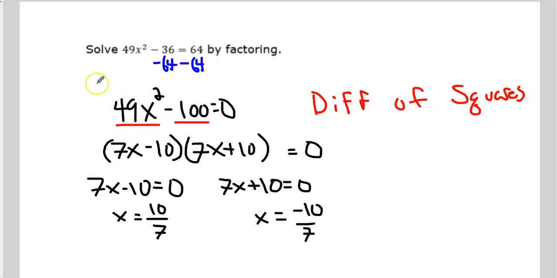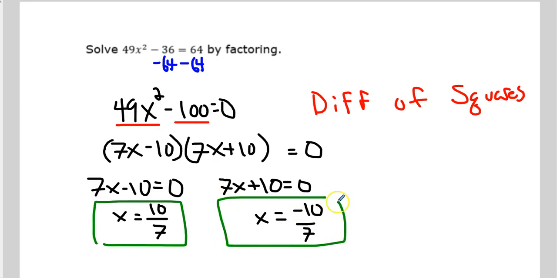So square root of 49 is 7. Square root of x squared is x. Square root of 100 is 10. So I have 7x minus 10 times 7x plus 10. It's a little bit of a review of our difference of squares. You'll get to the same place if you use the other methods, but when you can recognize difference of squares, it can be a lot quicker. So our answers should have come out to 10 over 7 and -10 over 7 once we set our factors equal to 0.